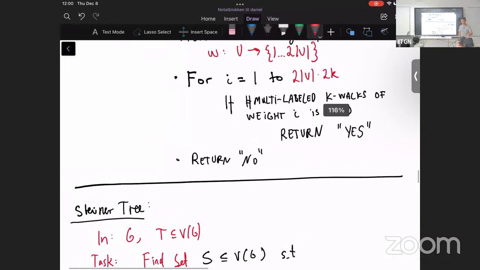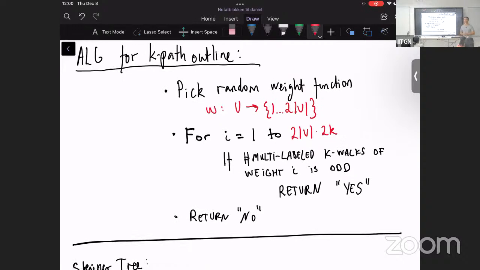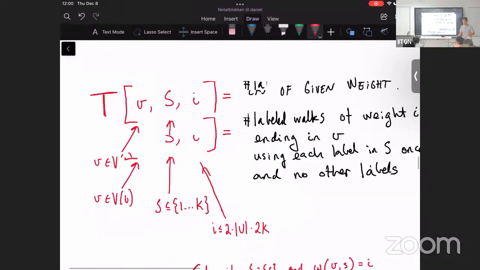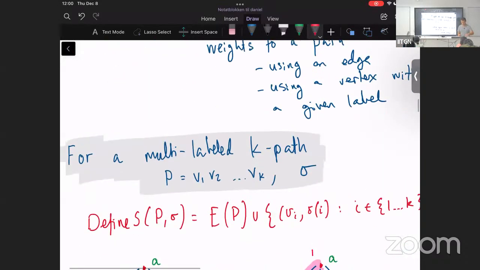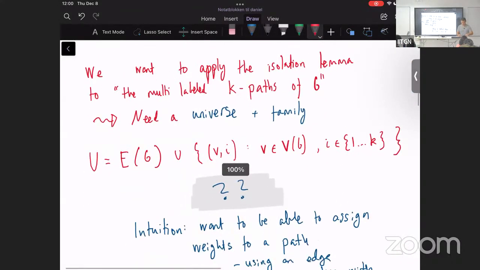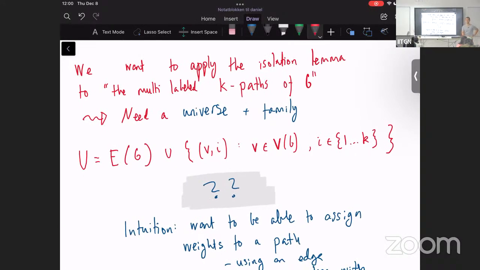Okay, so we will now do another one, which we will do faster, but this is a good place to take a breather and ask some questions. The table definition, the universe definition. So the universe is the set of all edges in the graph plus the set of all vertex label pairs.